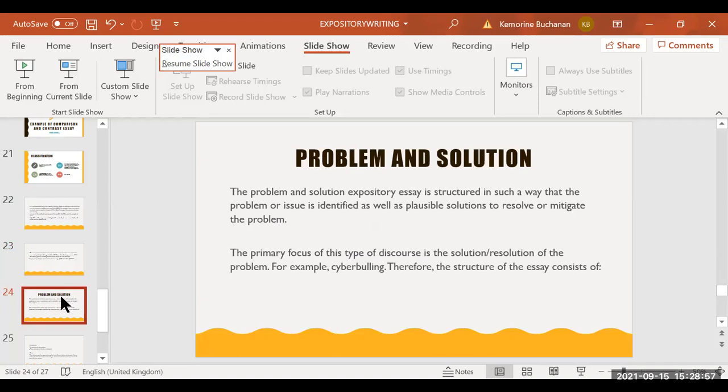And then we have the problem and solution essay. So the problem and solution expository essay is structured in such a way that the problem or issue is identified as well as plausible solutions to resolve or mitigate the problem. The primary focus of this type of discourse is solution resolution of the problem. For example, cyberbullying.